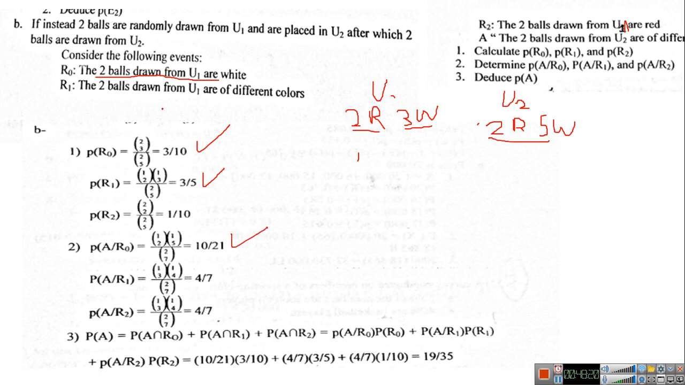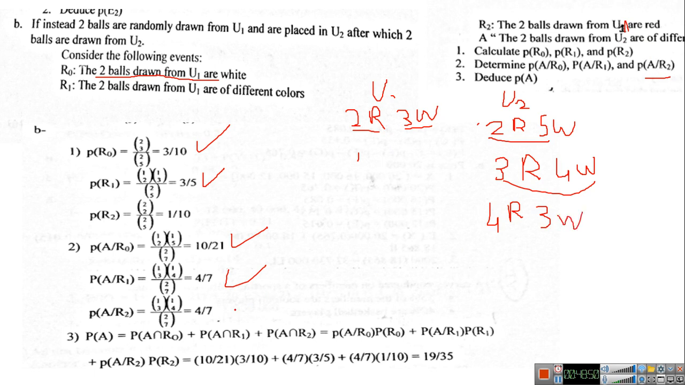Knowing R1, different colors. So here, instead of having 2 red and 3 white, I have 3 red and 4 white, because 1 white and 1 red from U1, I want to replace here. So to be different colors, 1 out of 3 over 1 out of 4 over 2 out of 7, because I have 7 now. And knowing R2, both are red. Instead of having 2 red now in the second one, 4 red and 3 white, I want to draw different colors.